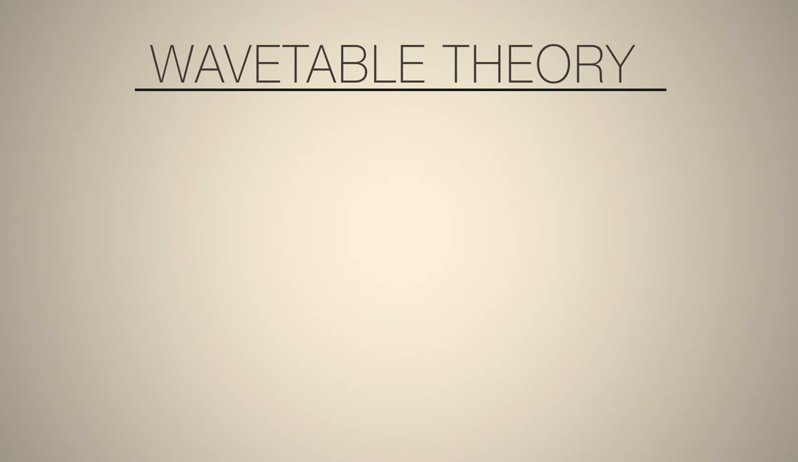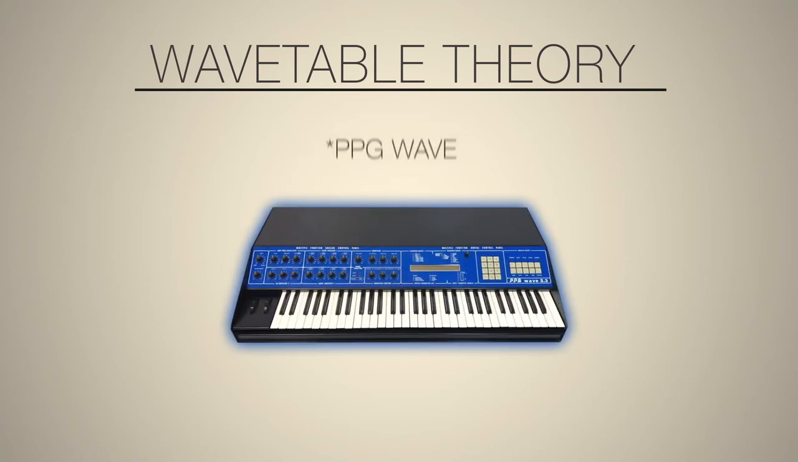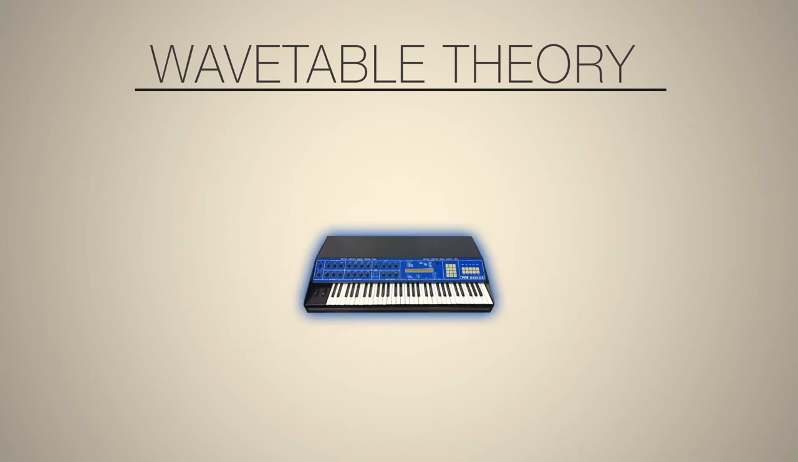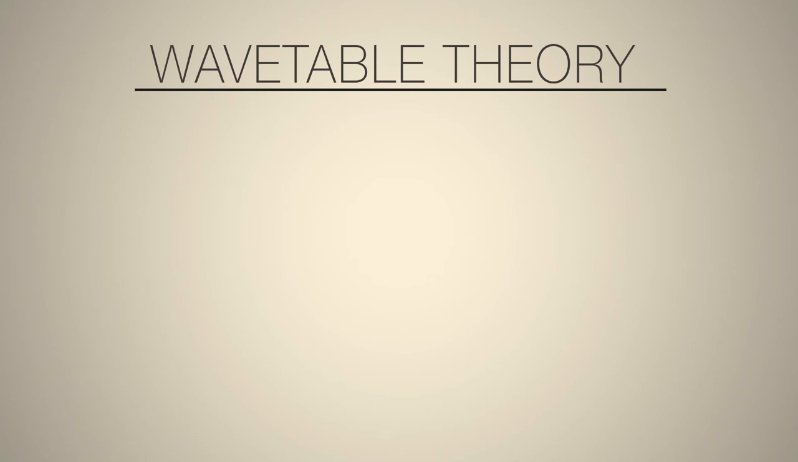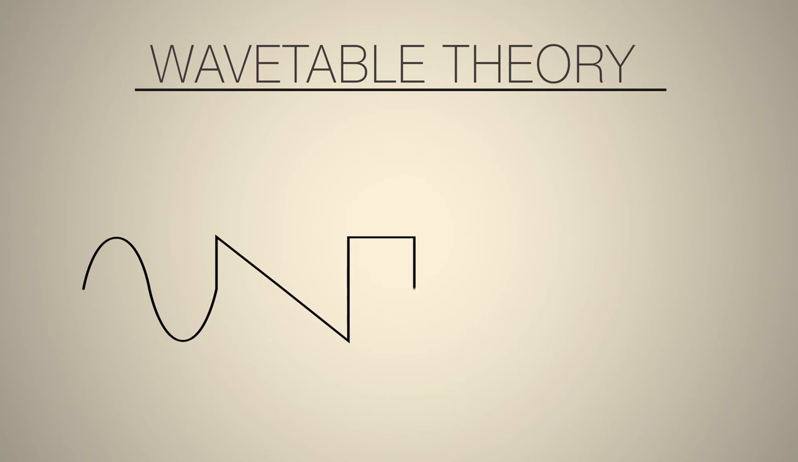The very first wavetable synthesizer was the PPG Wave, created by Wolfgang Palm in the early 80s. And the basic theory of wavetable synthesis is that instead of working with a single waveform like a sawtooth or a square wave, what we're actually doing is we're using a wavetable. And a wavetable is a series of single cycle waveforms. They could be things like sine waves or square waves or much more complex shapes.